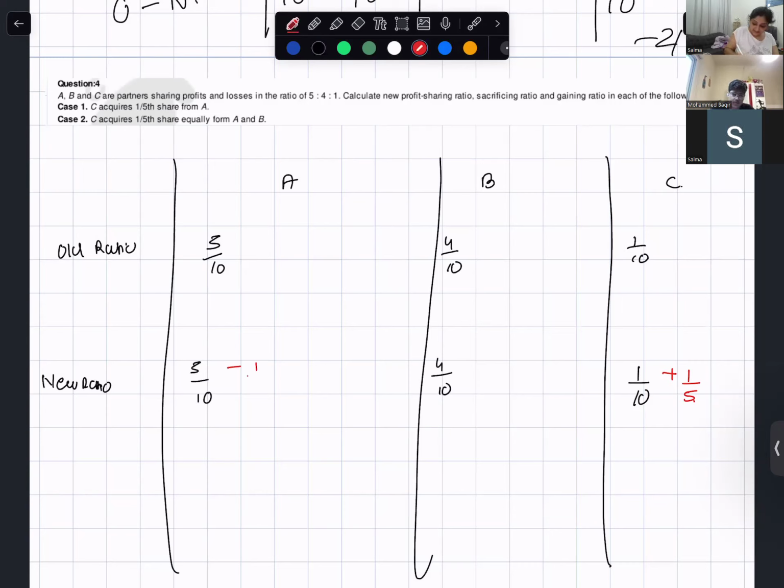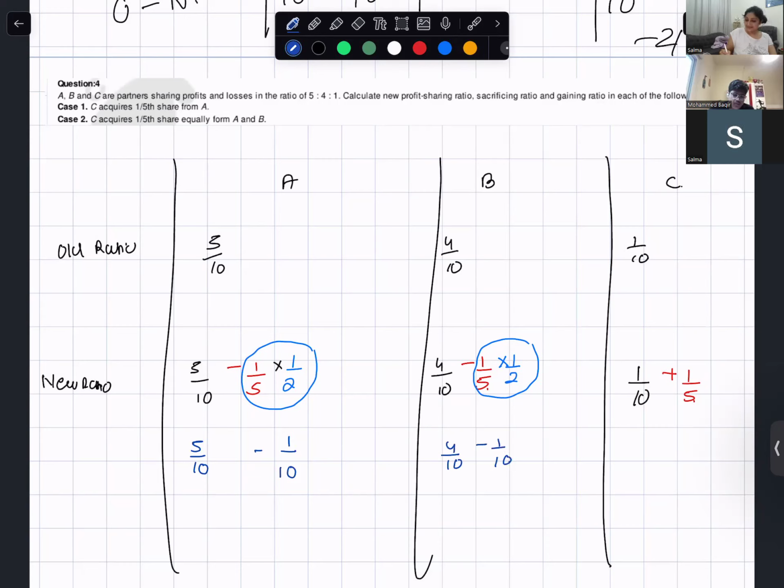So that means 1/5 will go from A and from B also, but only half of it. Only half of it. Are you with me? Yes, ma'am. So this will become 5 by 10 minus 1 by 10, this will become 4 by 10 minus 1 by 10, and this will become 5 plus 10 by 50.